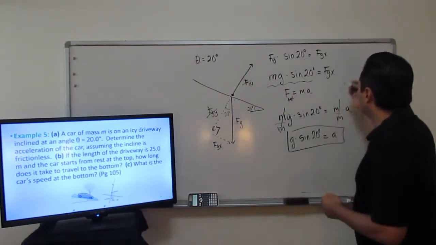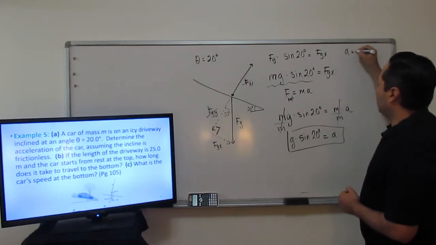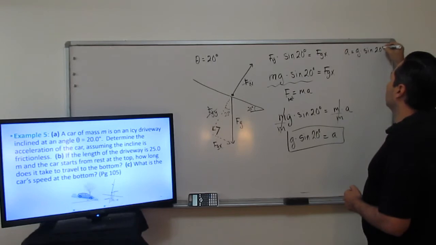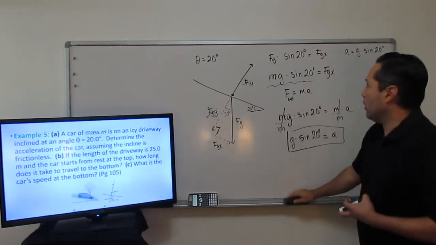Alright, I'm going to write it over here. I have a feeling you might need it again. G times sine of 20 degrees. That will be our answer for part A.